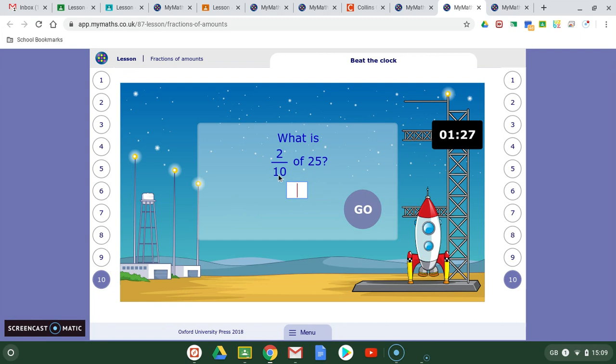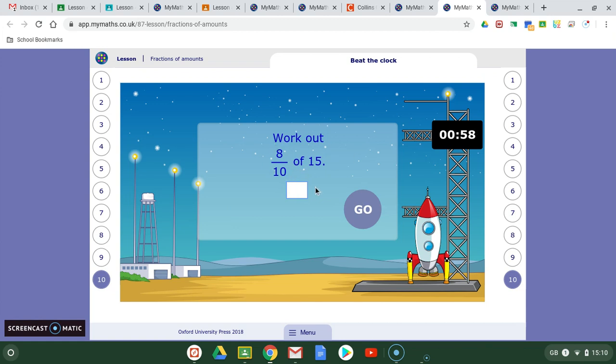25 divided by 10 is 2.5. 2.5 times 2 is 5. 80 divided by 10 is 8. 8 times 9 is 72. 40 divided by 10 is 4. 4 times 6, 24. You see how this works now? How you can just do this number divided by the denominator, then multiplied by the numerator. You will get the right answer every single time.